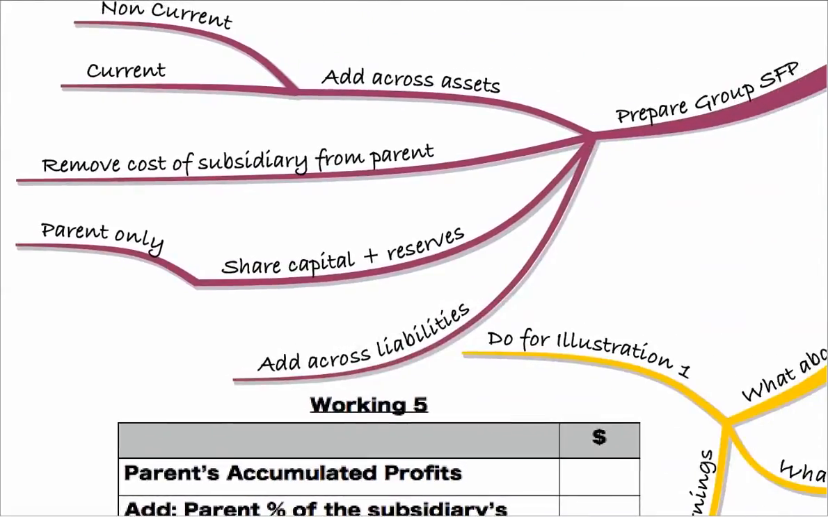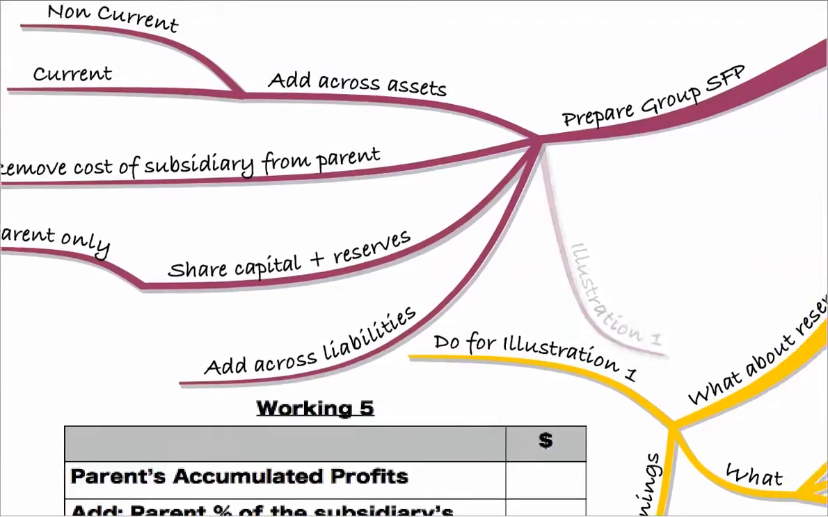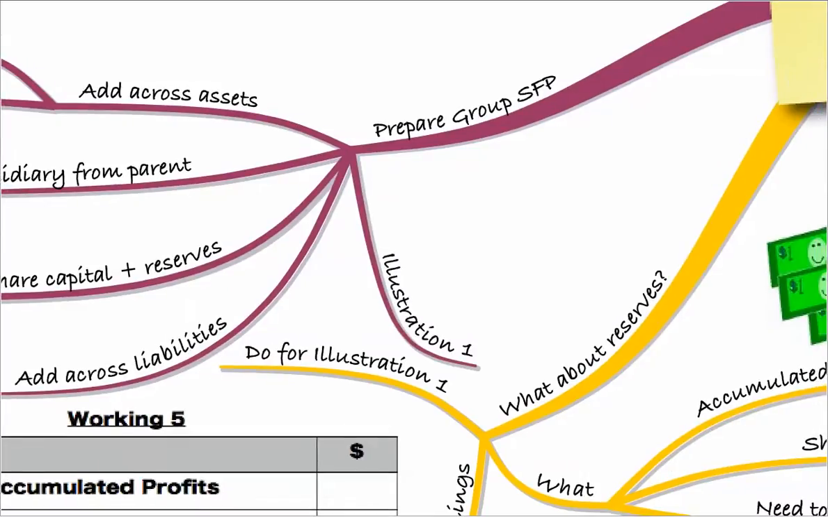Add across the liabilities just like we did with the assets. We also bring in our goodwill and our NCI we calculated in workings 3 and 4, and that's our statement of financial position. So we did that for illustration 1. We had a pro forma to go through and fill in, and just make sure to go back and make sure you can do that illustration.